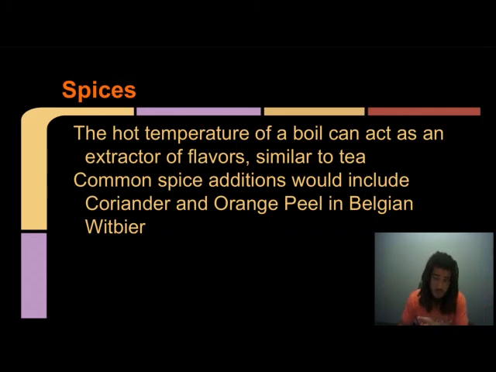Then again, there's also spices and fruit flavors. So for example, with spices, the hot temperature of a boil can act as an extractor of flavor, similar to tea. A common spice addition would include coriander and orange peel in a Belgian wit beer. So that's an example of a fruit and sort of a spice addition that is very common. Almost every Belgian wit beer needs some sort of coriander, orange peel, spicy characteristic, spicy spice rather, and usually a citrus peel. So, all right, that'll do it for this slide.